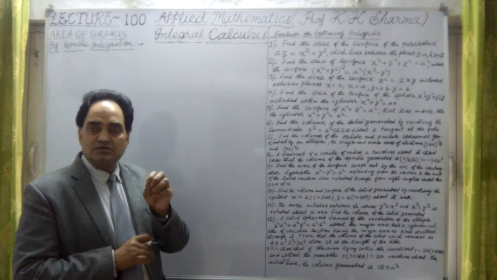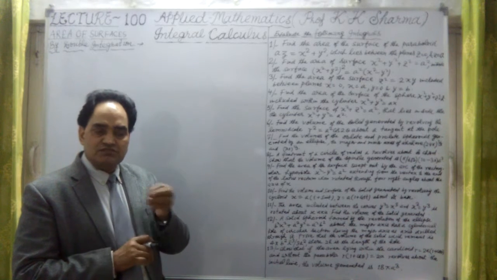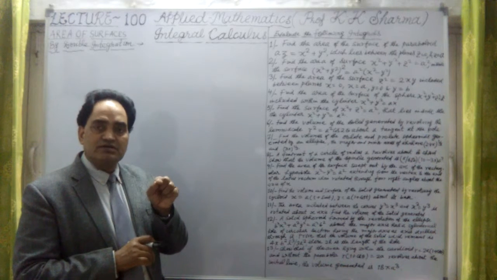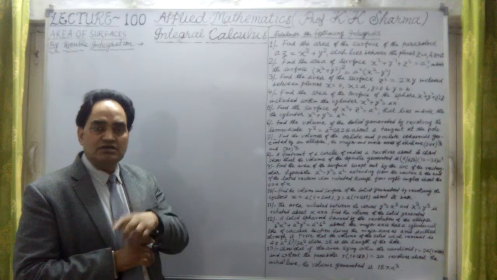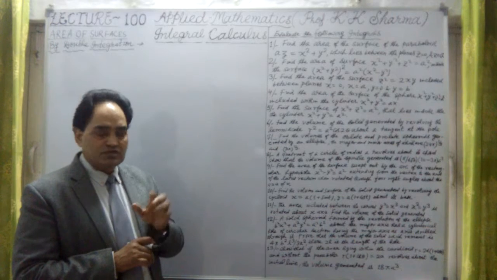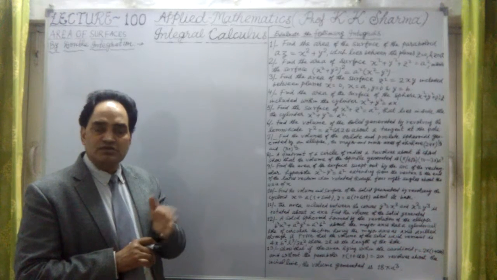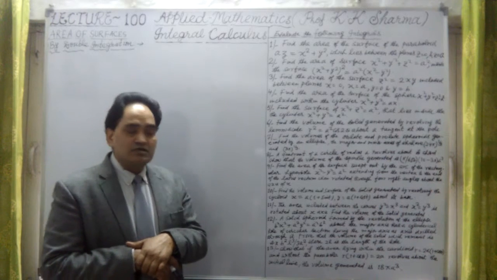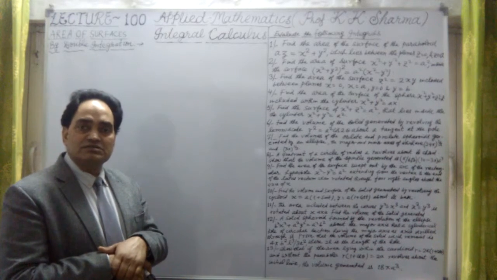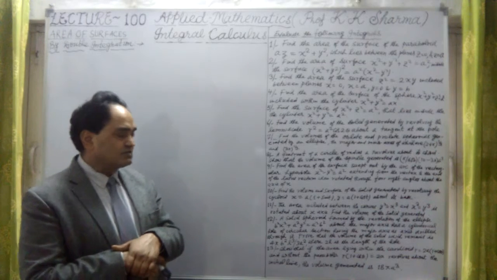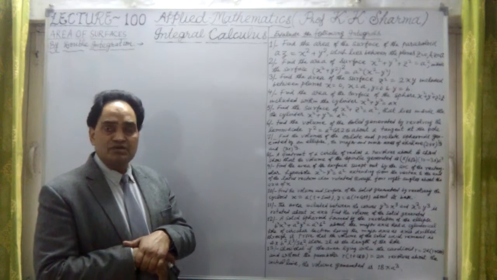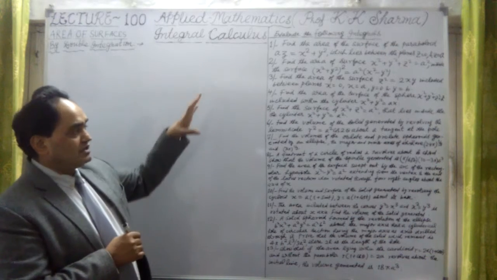So in the xy plane, the area of this elementary surface is delta x delta y. Then we will consider the relationship: delta x delta y equals delta s into cos alpha, where alpha is the angle between. Let me write this down and explain the whole thing.